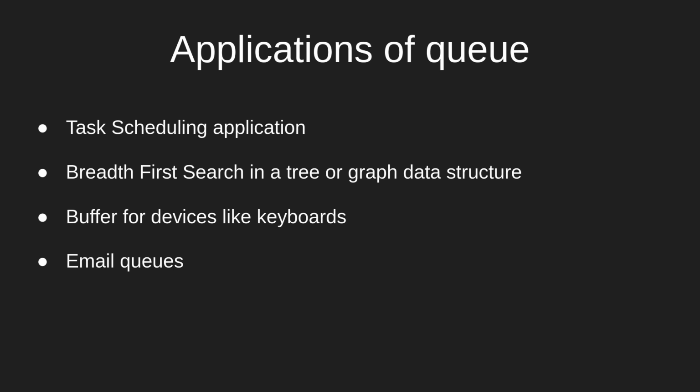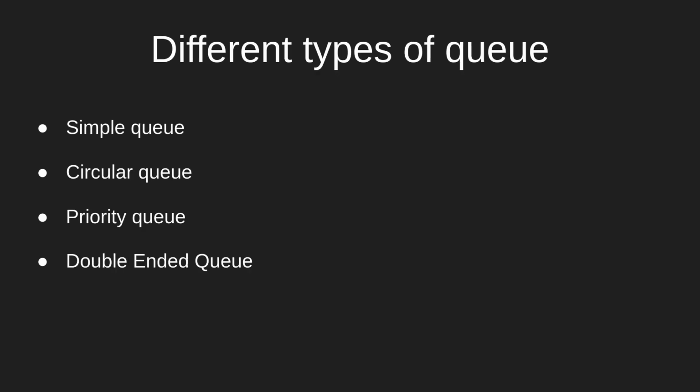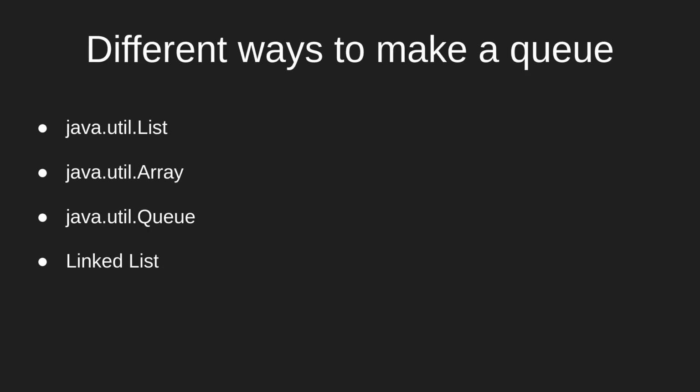Let's see some applications of queue. Queues can be used in task scheduling applications, breadth first search in trees or graphs. They can also be used as buffers in devices like keyboards and email queues. There are some different types of queues: simple queue, circular queue, priority queue, and also a double-ended queue. In this video, we are going to see simple queue.